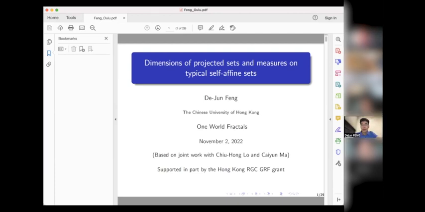Okay, thank Sasha and Auntie for organizing this very nice event. It's my great pleasure to speak here. In this talk, I would like to present my recent joint work with my students, Qiu Honglu and Cai Yunma, about the dimensions of the projected sets and measures on typical self-affine sets.